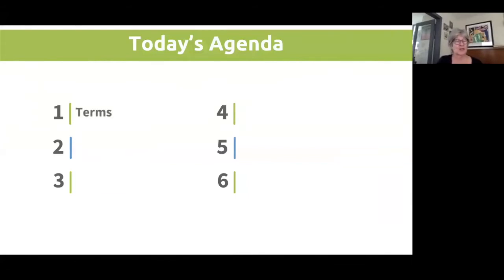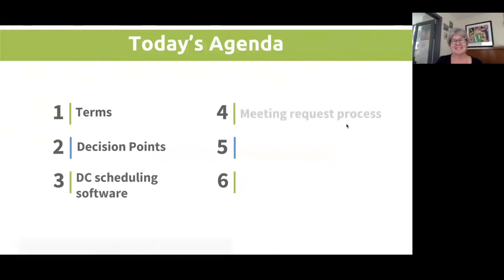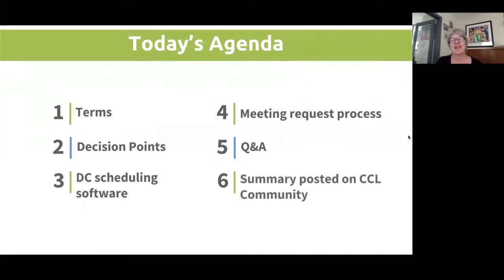We'll be going over terms and acronyms, decision points, the software that we use for lobby days in Washington, D.C., and the meeting request process itself. Since this is a recorded training, we're going to mention how to ask questions. Of course, that's contacting me, Amy, at citizensclimate.org, and I'll mention that again at the end. We'll have a summary posted on CCL Community and the video on CCL Community, as well as a copy of the sample request, so you don't have to jot down too many notes.